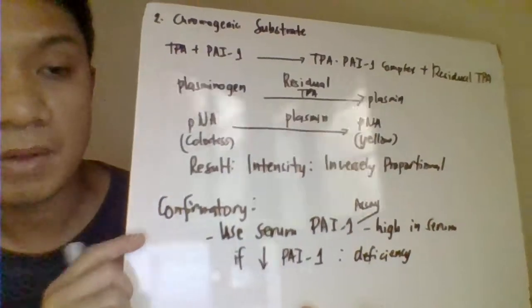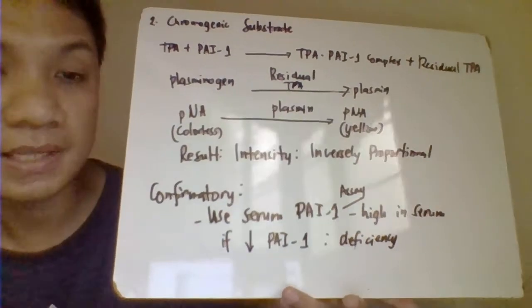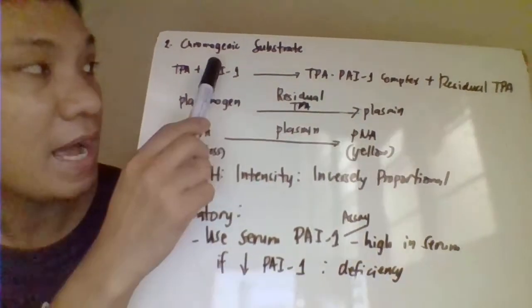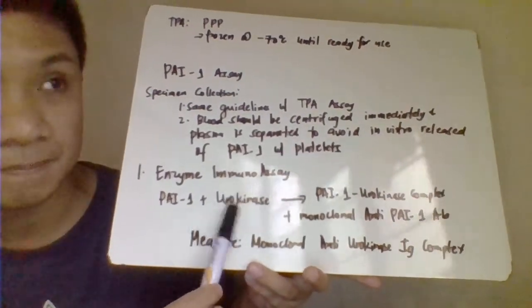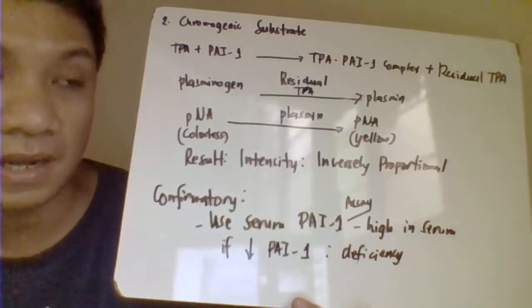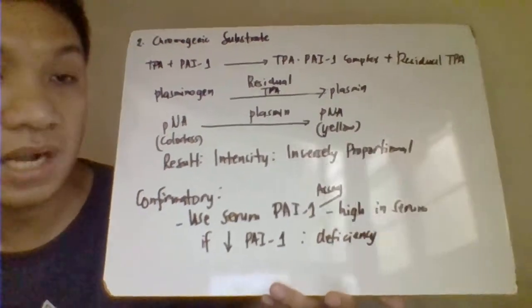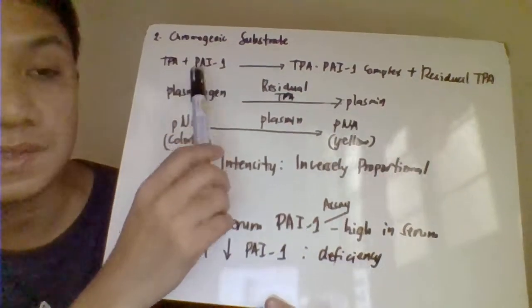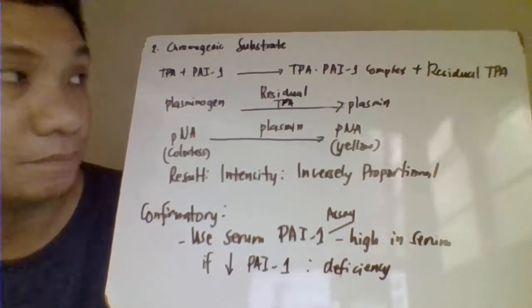Another method here for the PAI-1 assay, we have here your chromogenic substrate assay. In the chromogenic substrate assay, gumagamit siya ng activator na TPA. Pero sa enzyme immunoassay, ginagamit yung activator would be your urokinase. Okay, or the UPA, urokinase. But in the chromogenic substrate assay, ang kanyang activator na ginagamit is your TPA. Okay, so the reaction, TPA plus your PAI-1, so again, still gumagamit pa rin siya ng platelet-poor plasma. Plasma pa rin ang ating sample.